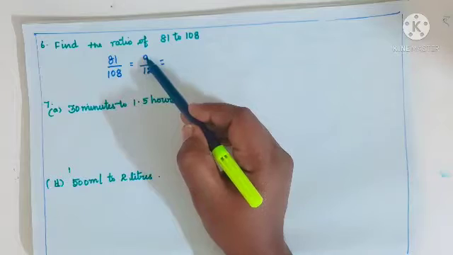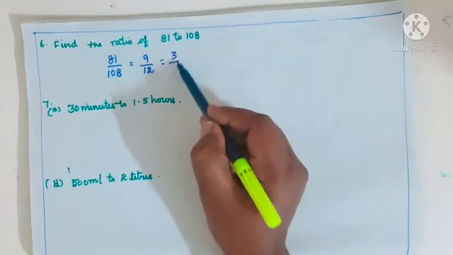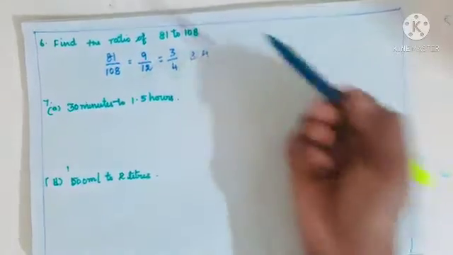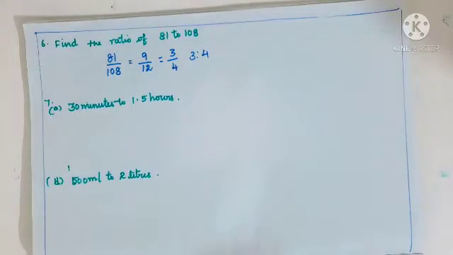So this is for third table. 3 3s are 9. 3 4s are 12. So 3:4 is the ratio. Okay, fine. Likewise, the other parts, B, C and D, you can do.